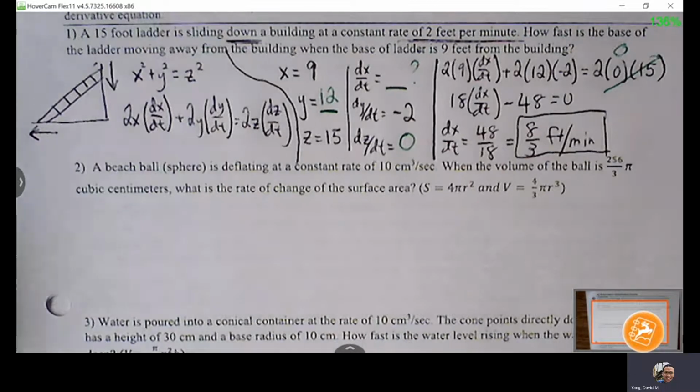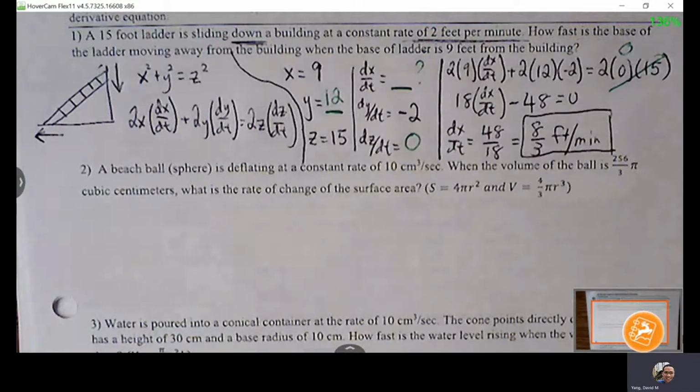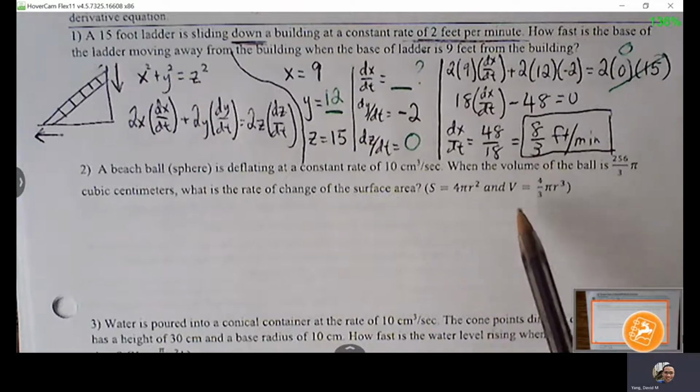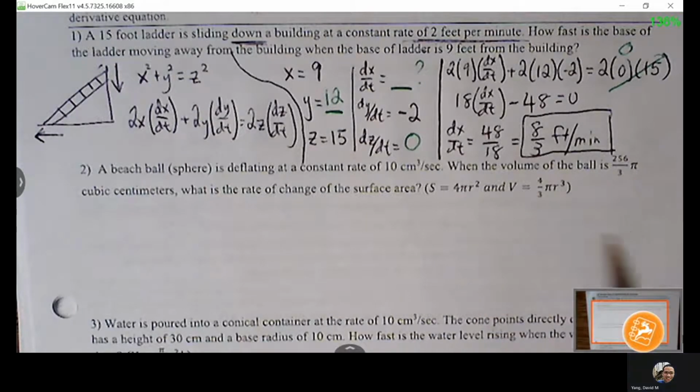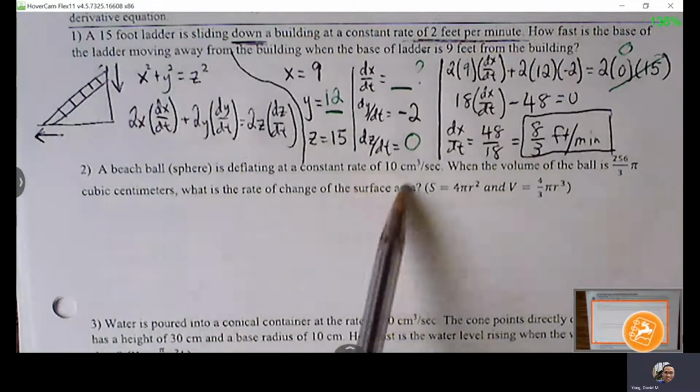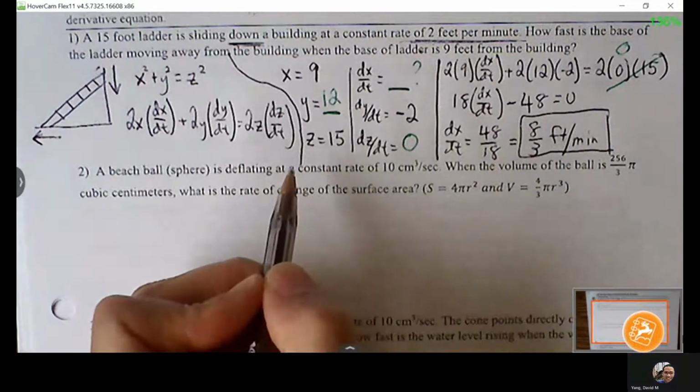Okay, let's look at number 2. A beach ball is deflating at a constant rate of 10 cubic centimeters per second when the volume of the ball is 256/3 pi cubic centimeters. What is the rate of change of the surface area? We have our surface area equation for a sphere. We have our volume equation for a sphere. Let's gather some information here, though. Beach ball is deflating at a constant rate of 10 cubic centimeters per second.